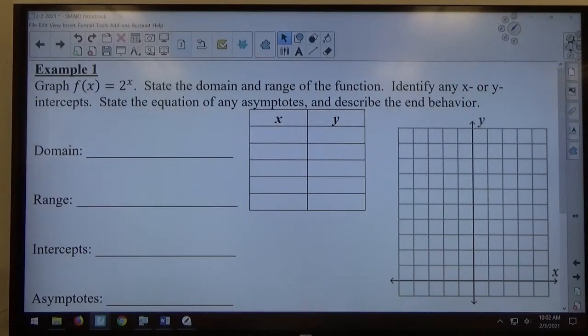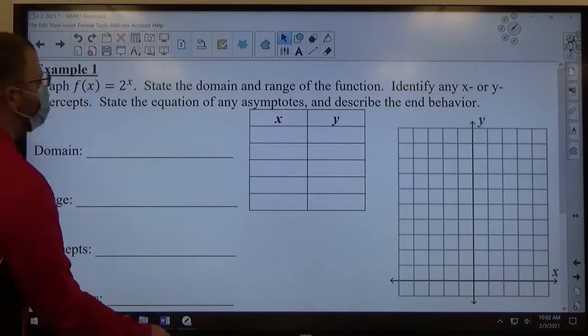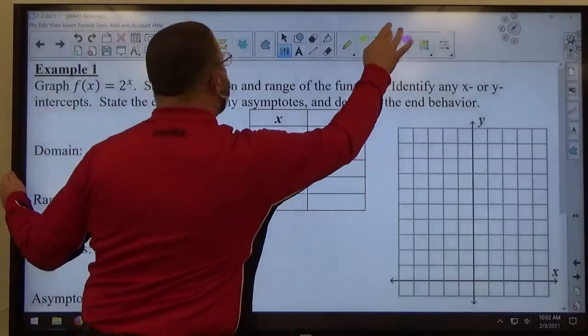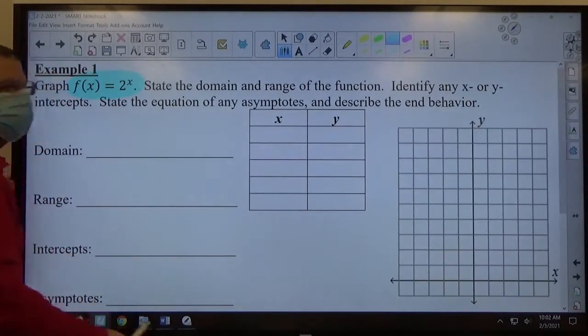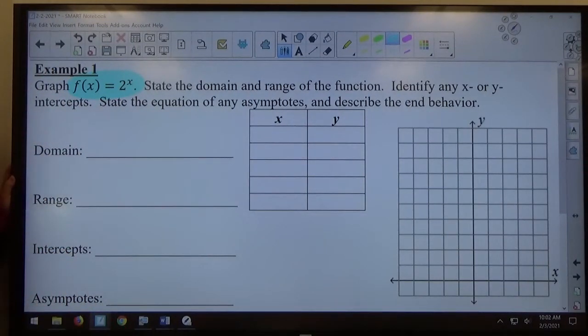So example 1 asks us to graph f of x equals 2 to the x power. So notice the structure of this problem. 2 to the x power. It's not 2 times x, it's 2 raised to the power of x. X is representing a power, so as x gets larger, for example, if x is 6, 2 to the 6th power is 64. The numbers get rather large rather quickly.